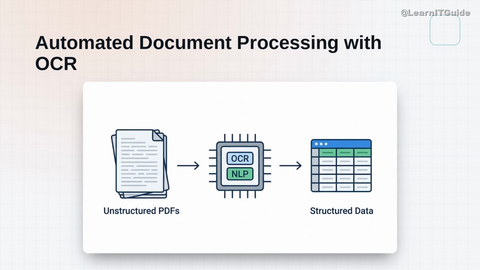This project requires building a pipeline that handles image pre-processing, text extraction, and entity recognition. It is a perfect example of a project that solves a boring but extremely expensive business problem.